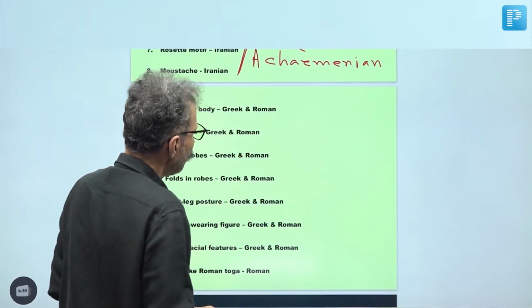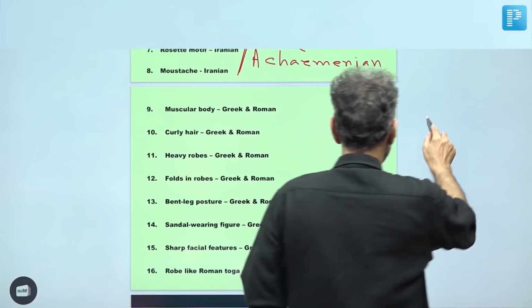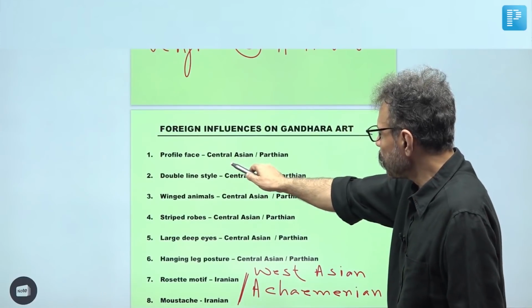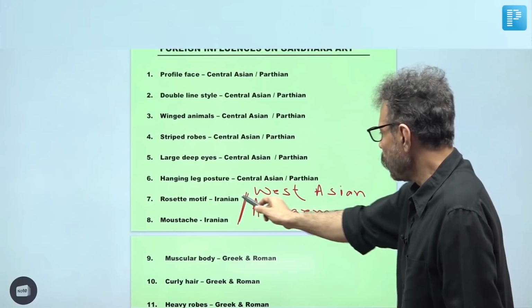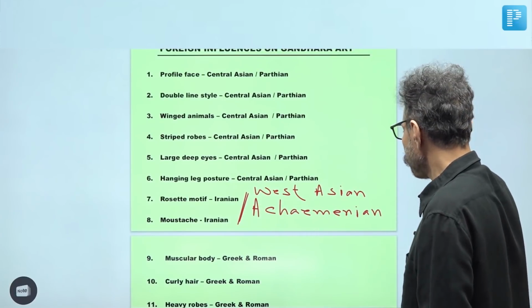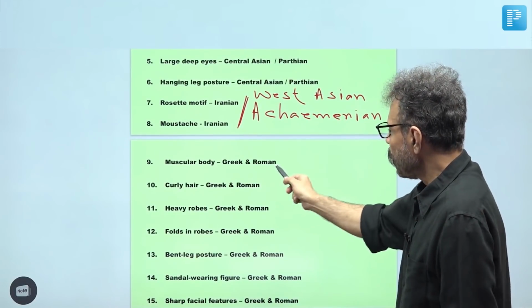Greek and Roman. So see how many influences, so many influences. Central Asian or Parthian, West Asian or Iranian or Achaemenian, Greek and Roman.